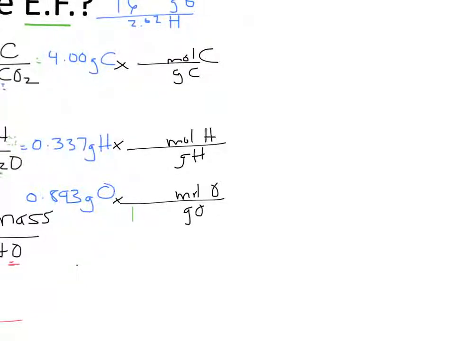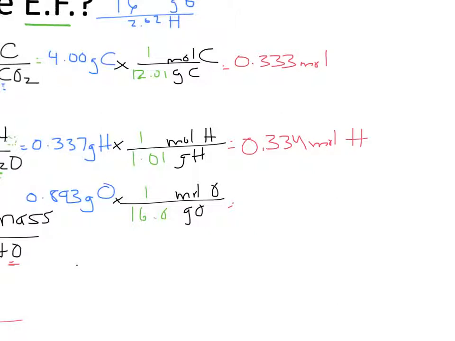All right, so I know that there are 16.0 grams of oxygen in 1 mole. There's 1.01 grams of hydrogen in 1 mole. And there are 12.01 grams in 1 mole of carbon. All right, and so when I run these numbers, it's just like last time. I know I'm going to get my number of moles of each one. And so I have 0.333 moles of carbon, 0.334 moles of hydrogen, and I've got 0.0558 moles of oxygen.